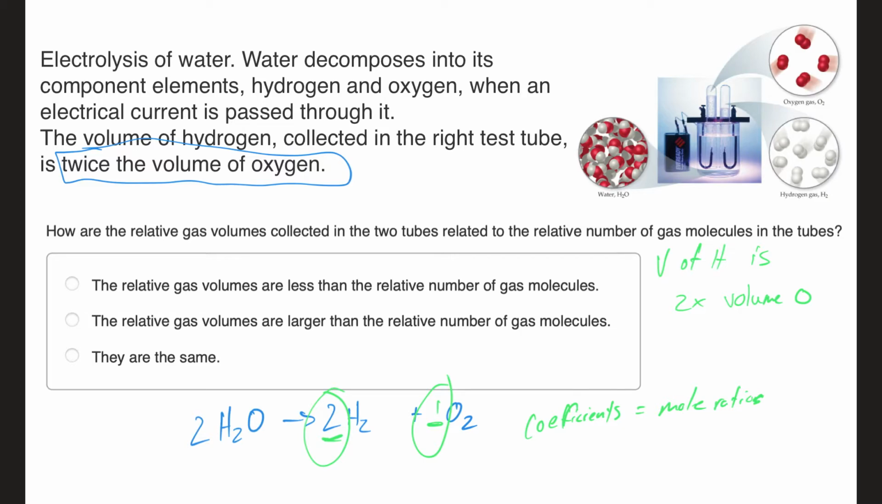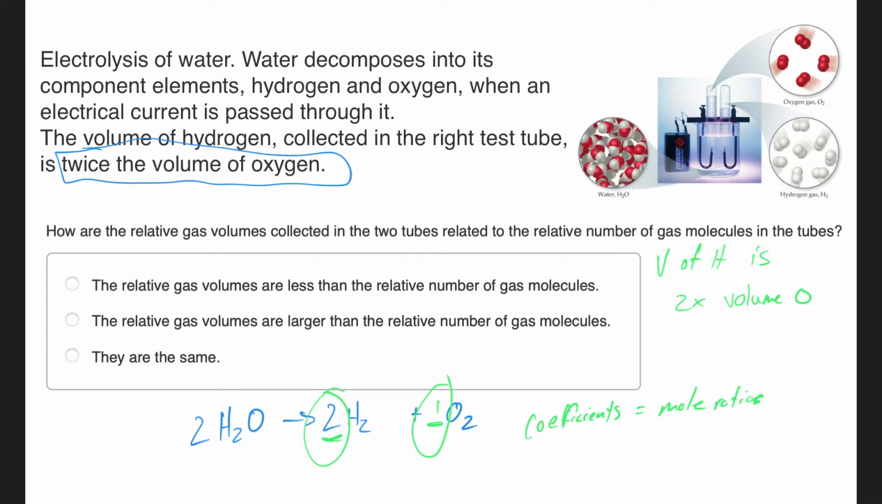And so if that's the case, the relative gas volumes collected in 2 tubes relative to the number of gas molecules in the tubes, well, the ratios are the same. If mole ratio is the same as the volume ratio, then the particle ratio will be the same as the mole ratio, which will be the same as the volume ratio.